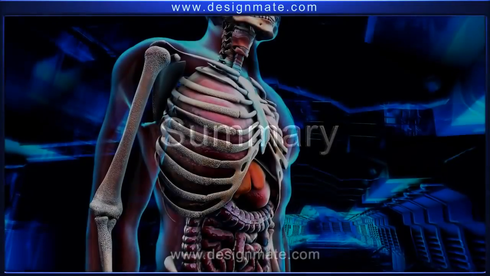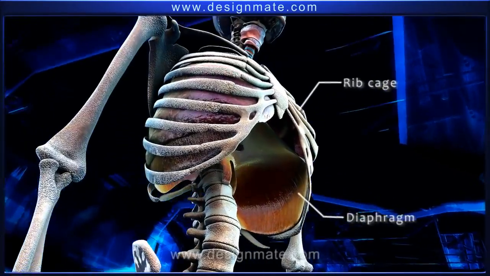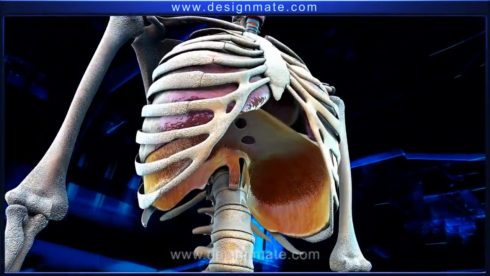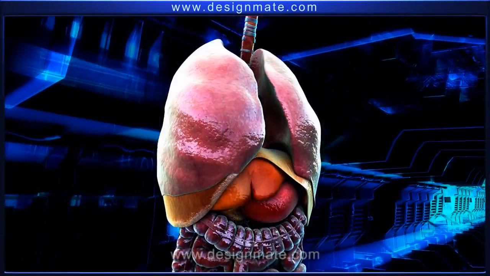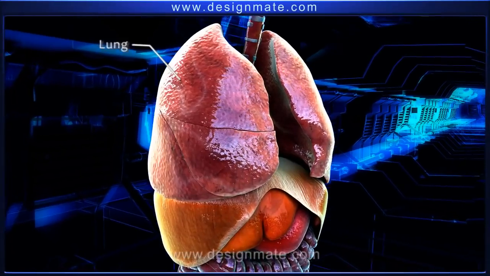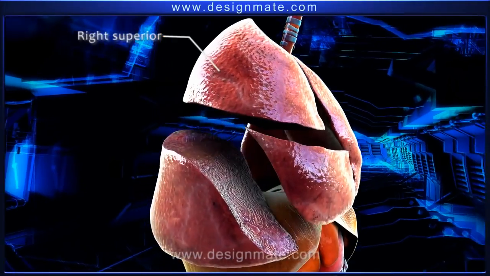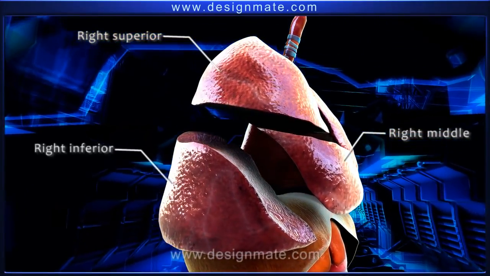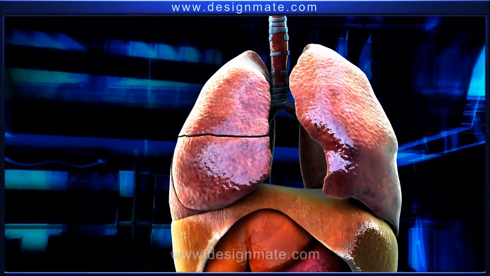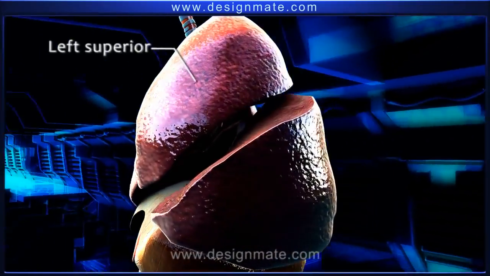Summary. In the thorax region, the ribcage and the diaphragm are observed, which play a vital role in respiration. Present within the ribcage are the pleural membranes which enclose the lungs. The right lung consists of 3 lobes, while the left lung has only 2 lobes.